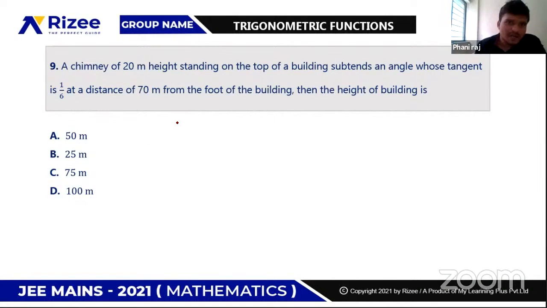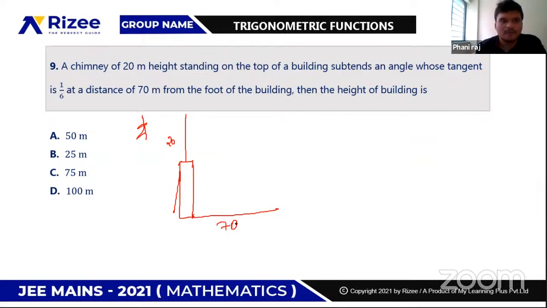A chimney of 20-meter height standing on the top of a building subtends an angle whose tangent is... okay, sorry. We'll draw a straight line. I'll try to draw a straight line this time. This is 20 meters. This is a building, suppose. So at the distance of 70 meters from the foot of a building, the chimney of 20 meters subtends an angle whose tangent is 1 by 6.